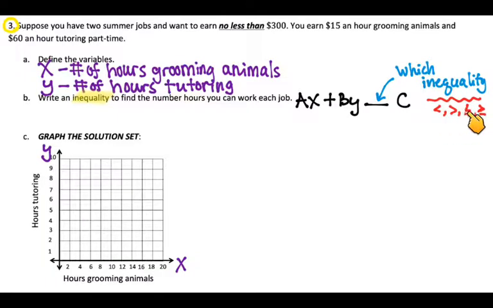So when I write my inequality, it's going to be this symbol here, because this represents that I can earn $300 or more, the greater than or equal to symbol. And now we just have to figure out what our rate for x is and our rate for y is. Since x here represents the number of hours grooming animals, how much money am I being paid per hour to groom animals? Well, $15. And since y represents the number of hours tutoring, I'm getting paid $60 per hour to tutor. So when I write my inequality, I'm going to use those 2 numbers, 15 and 60, in place of A and B.